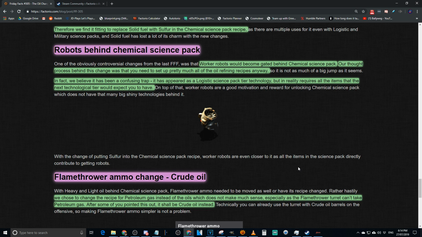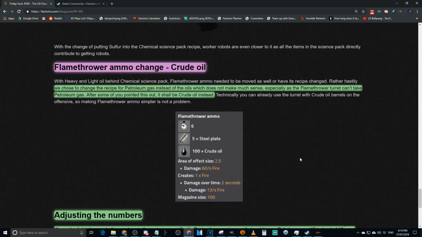So yeah. One other change is flamethrower ammo will now use crude oil. We mentioned that last week. We actually read ahead. We found it was on Reddit. The devs already agreed to it. It's now going to be crude oil. Mainly because you can't put petroleum gas inside a flamethrower turret. So why would it go in your flamethrower personal weapon? But you can with crude oil.